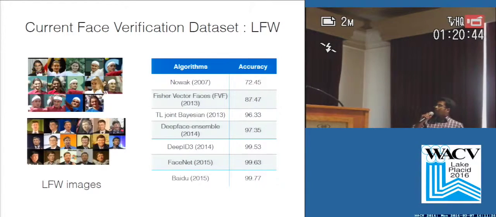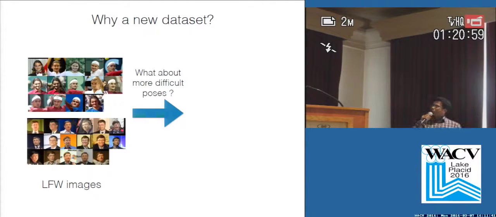So, the Labeled Faces in the Wild dataset. Over the past 10 years, accuracy on this dataset has improved from 70% to almost 100%. The question that comes to our mind is, is the problem of face recognition solved? We believe not. Looking at the images of LFW, we see that most of the images are facing the camera, so the amount of pose variation present is pretty much limited.